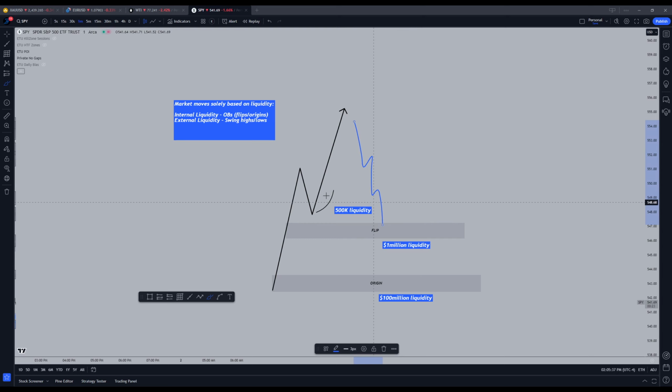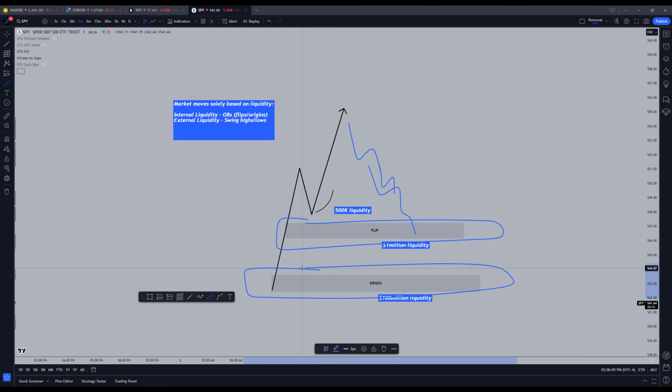So let's say it finds out 500K of liquidity is not enough. Well, where is the market most likely attracted to? The market is most likely attracted to where there's the most liquidity. So at times, the majority of times, the origin will have the most liquidity, but there are times where the flip might have more liquidity than the origin, because buyers believe that price is not going to make big pullbacks, or the big institutions and investors are not placing their orders at the origin.